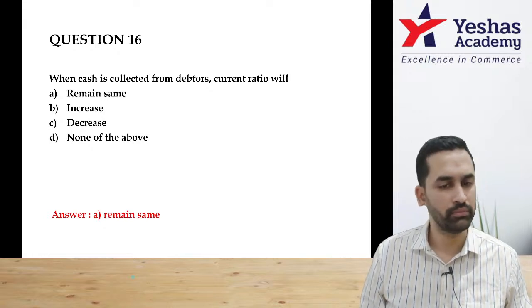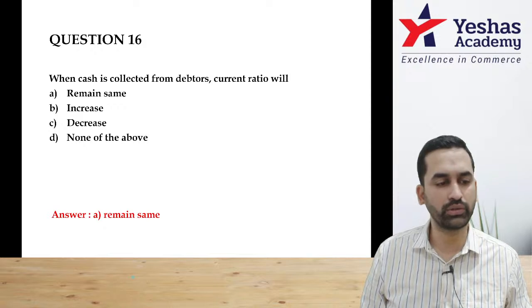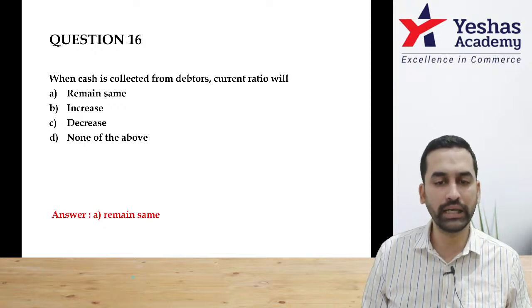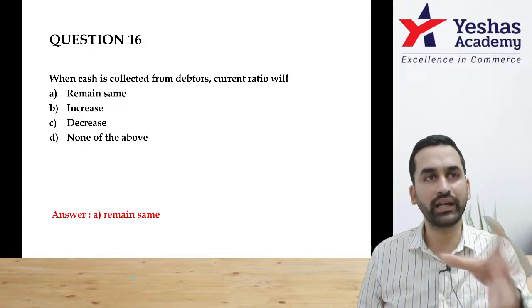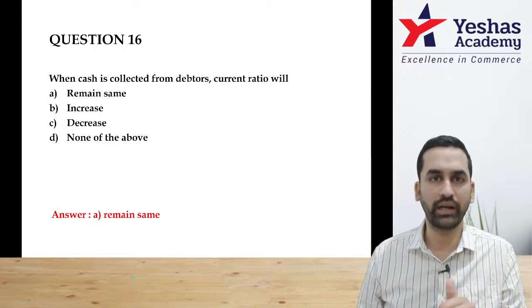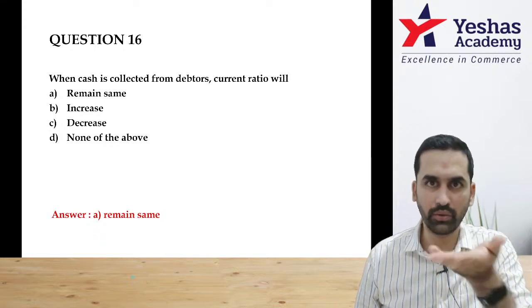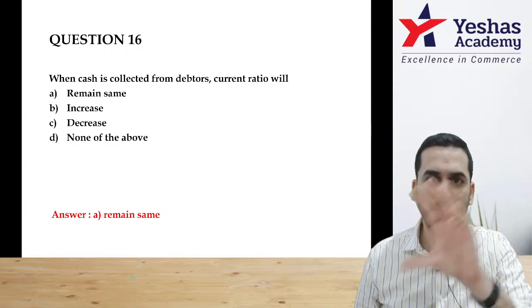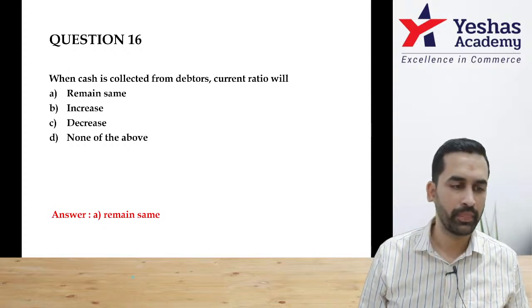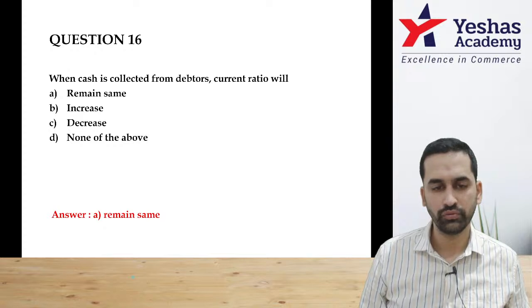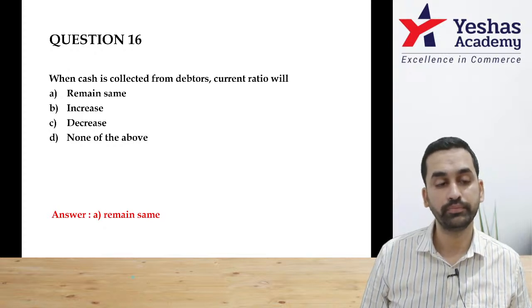Ratio will remain same. Some students are getting confused. I am seeing wrong answers in the chat box. Guys, you collect cash from debtor. Debtor is also current asset. Cash is also current asset. One current asset will come down. Another current asset will go up. Net effect is 0. Therefore, it should remain same.